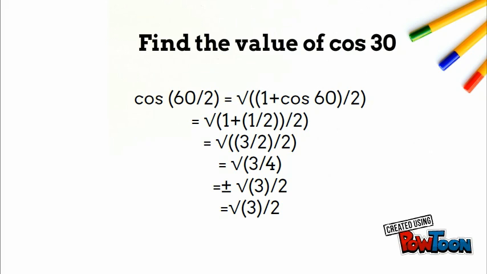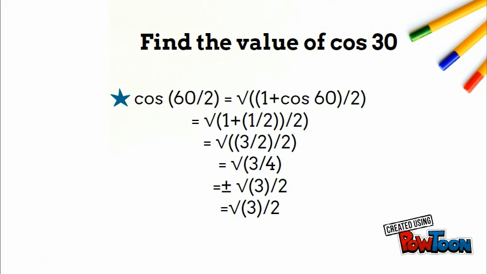Now we will be solving for the value of cosine of 30. We will be using the half-angle equation for cosine, which is cosine of u divided by 2 equals plus or minus the square root of 1 plus cosine of u divided by 2. Our first step is to determine the u value, which is twice our variable of 30, making our u value 60. Then we substitute our u value into our half-angle equation, giving us cosine of 60 divided by 2 equals square root of 1 plus cosine of 60 divided by 2.